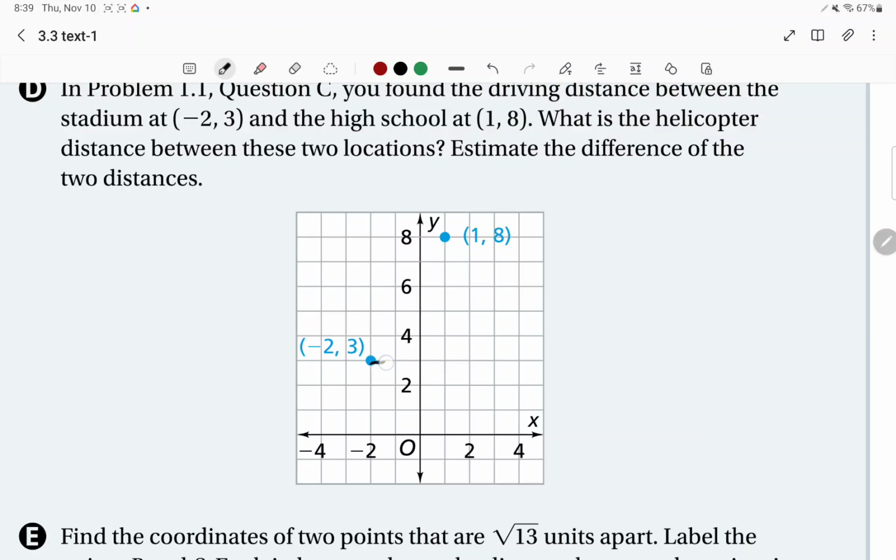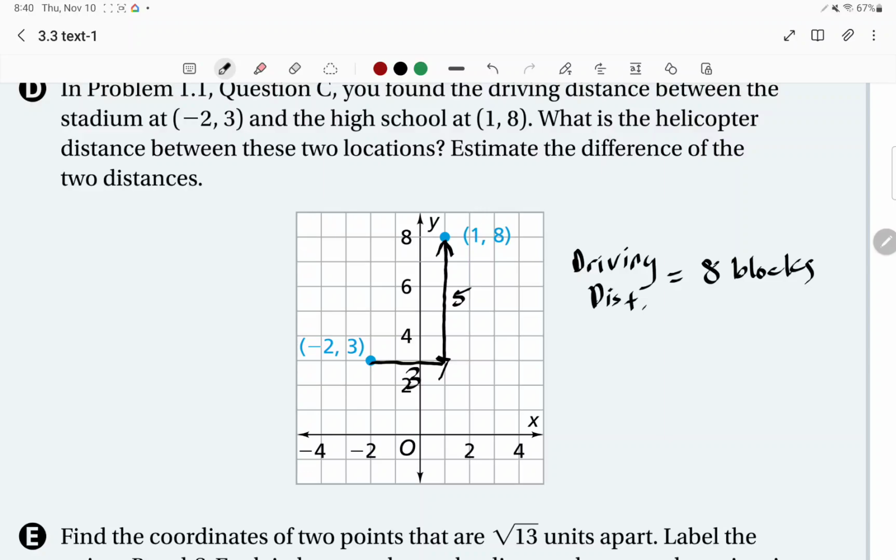So our driving distance, we have to go east 1, 2, 3 blocks, and then we go north 1, 2, 3, 4, 5. All right, so then our driving distance, that was 8 blocks. Yeah, we'll say 8 blocks. Use that as a unit of measurement here. So we had to go 8 blocks.